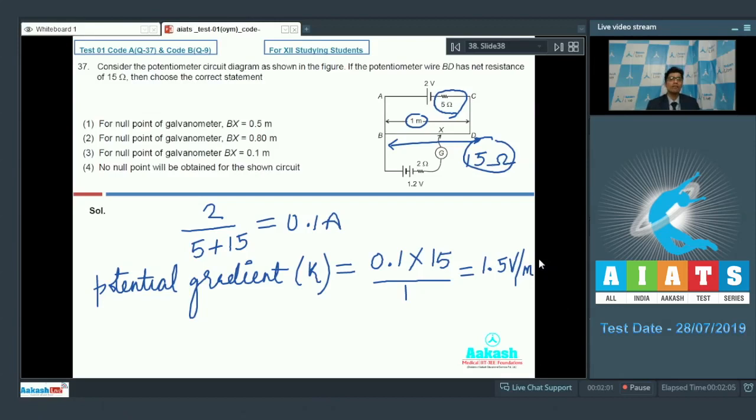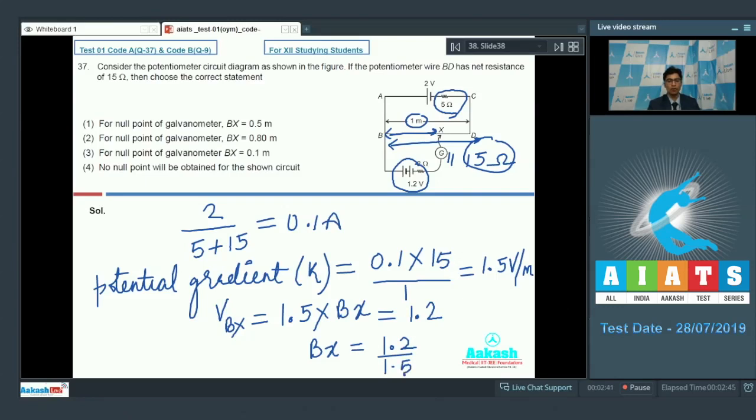Now dear students, for the null point of galvanometer to be attained, the EMF of the battery that is being connected to the potentiometer through the galvanometer must match with the potential drop that is attained in the length Bx. So the potential across Bx will be equal to the potential gradient, that is 1.5, multiplied by the length of the wire Bx. This should be equal to 1.2. So the length Bx can be calculated to be equal to 1.2 divided by 1.5, which is 4 by 5, which can also be written as 0.8 meters. So dear students, the correct answer for this question should be option number 2.